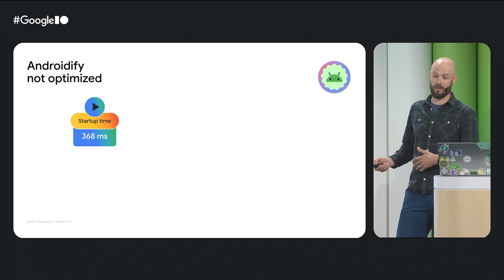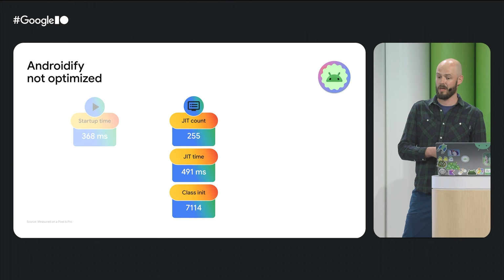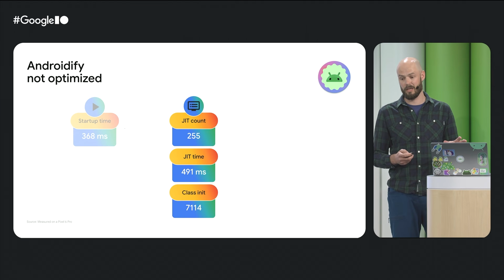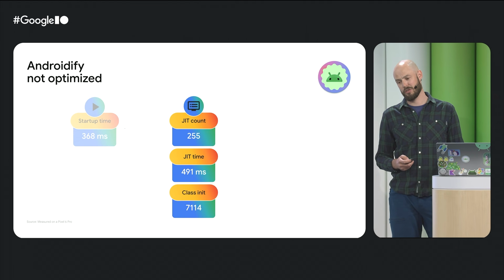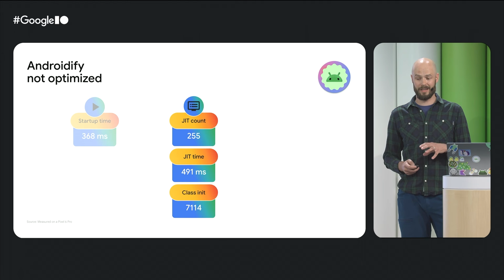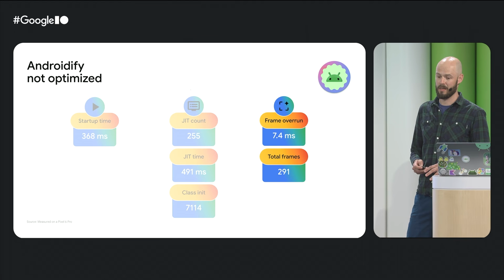The data results show the Androidify app is super fast, with 400 milliseconds app startup. We have a JIT count that, well, it's not a lot, but if there's a lot, it can actually slow down rendering and startup performance. Class initialization is another interesting one, because reducing the number of initialized classes can also speed up the app's performance.